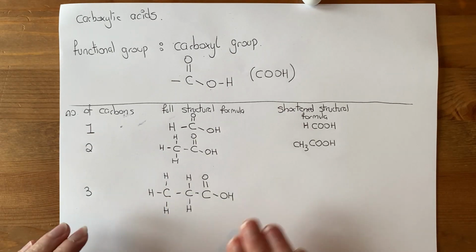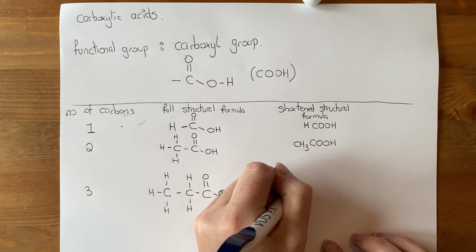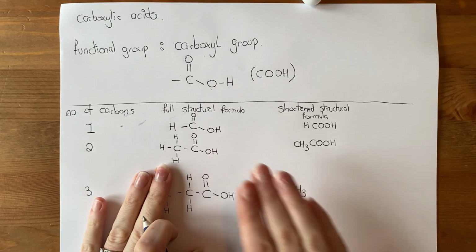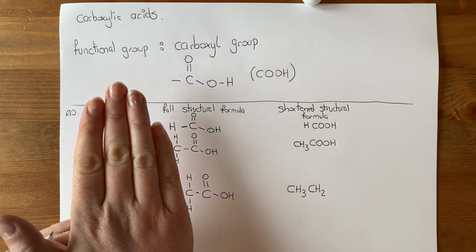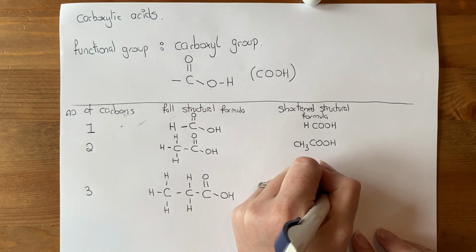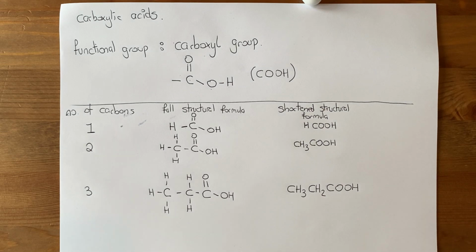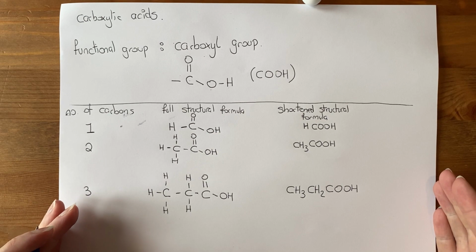Let's do this for the third one. CH3, CH2, COOH. There's my shortened structural formula. I'm just looking at the groupings for what each carbon has attached to it.